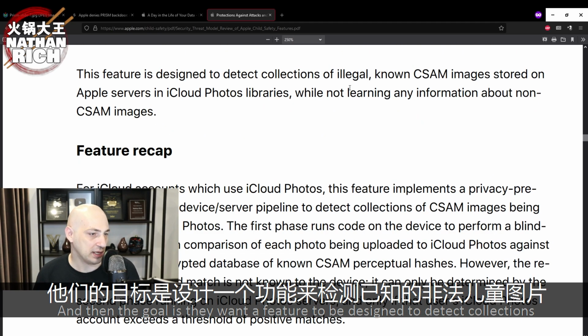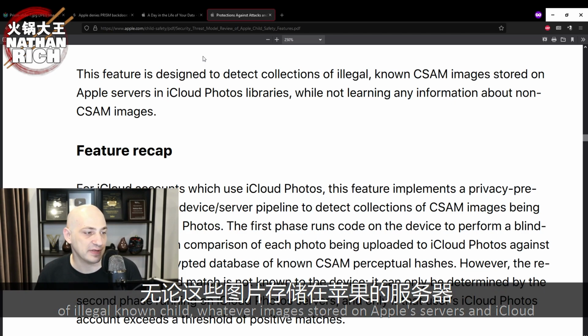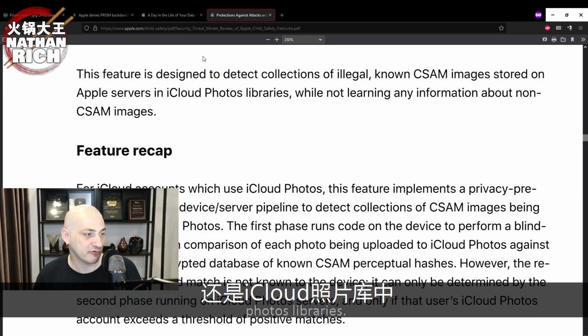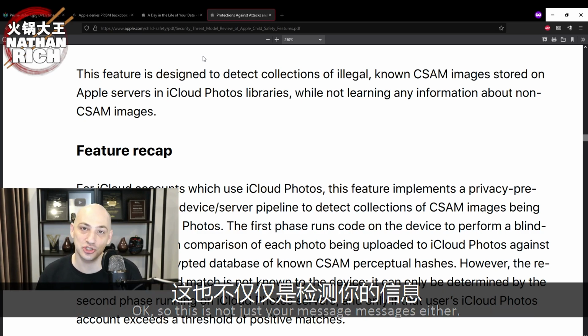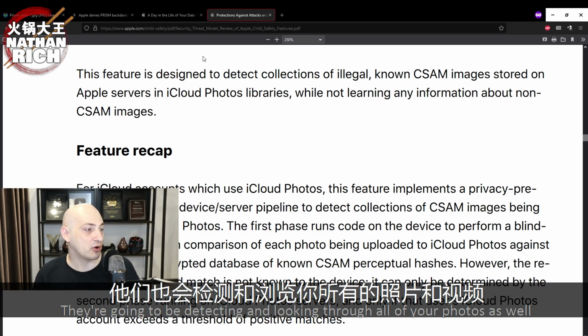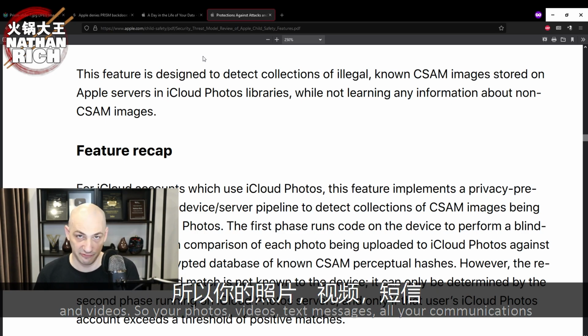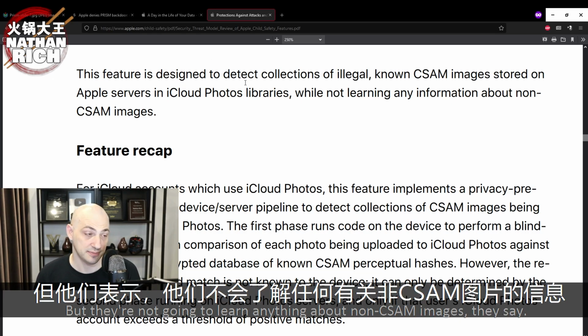And then the goal is they want a feature to be designed to detect collections of illegal known child whatever images stored on Apple servers in iCloud Photos libraries. Okay, so this is not just your iMessages either. They're going to be detecting and looking through all of your photos as well and videos. So your photos, videos, text messages, all your communications are going to be detected. But they're not going to learn anything about non-CSAM images, they say.